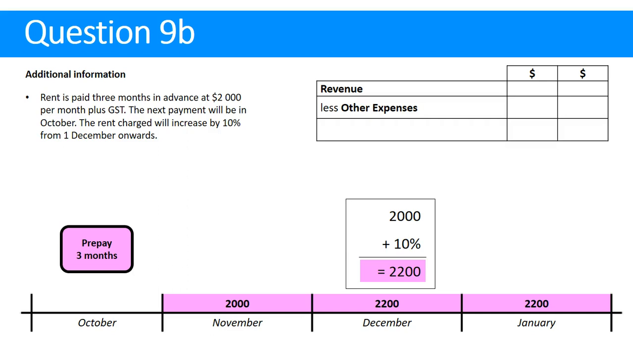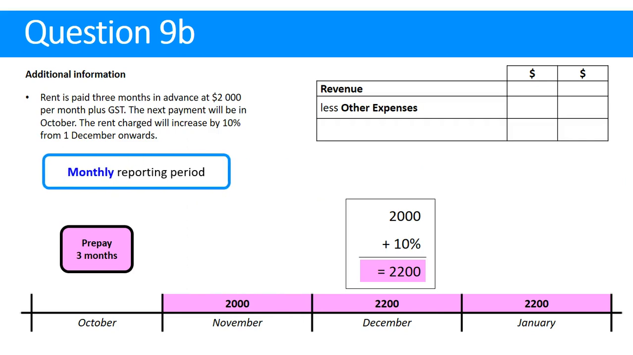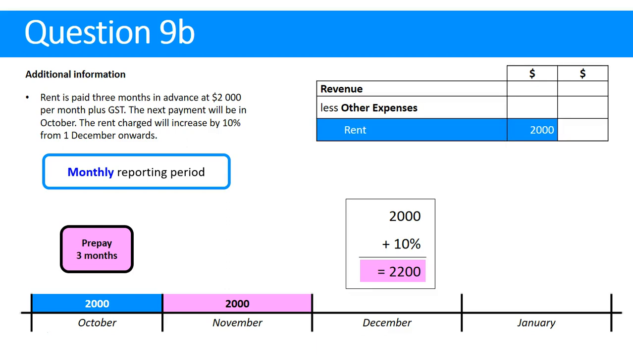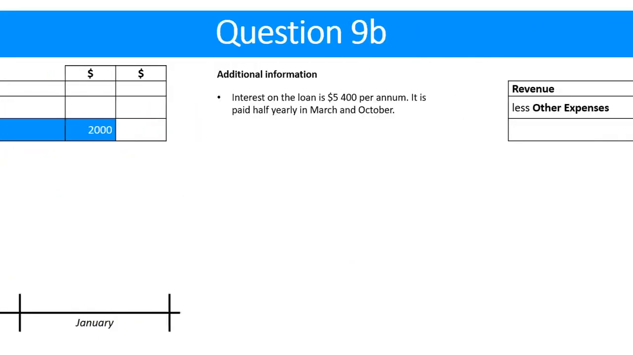I actually can ignore all that information. We're only interested in the expense. We're not worried about cash flows here. So what I'm interested in is how much rent is incurred in October. Well, the rent in November is $2,000, and it doesn't go up until December. The rent, given that we're only reporting monthly, for October is simply $2,000. If that's what it is in November, that's what it must be in October. So we can go up and put that in as another expense called rent for $2,000.